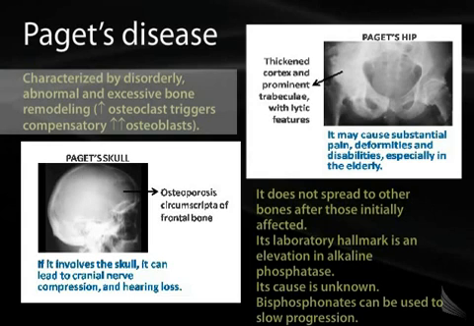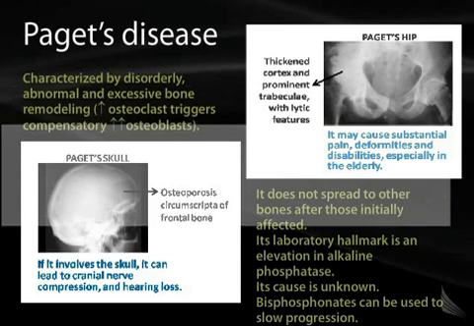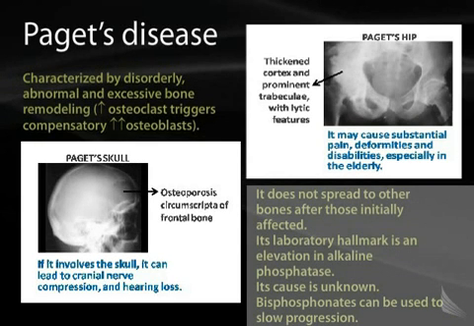If the disease involves the skull, it can often lead to cranial nerve compression and hearing loss, as we saw in the case of our patient in the last question. The other important point to remember about Paget's is that it does not spread to other bones. It's usually unilateral. The laboratory hallmark, as I said, is a high bone turnover state manifested by increased alkaline phosphatase or increased urinary hydroxyproline. We really don't know what the cause of this is. And the treatment, again, to control some of these pain symptoms is bisphosphonates, because it helps to really stabilize the osteoclastic activity.